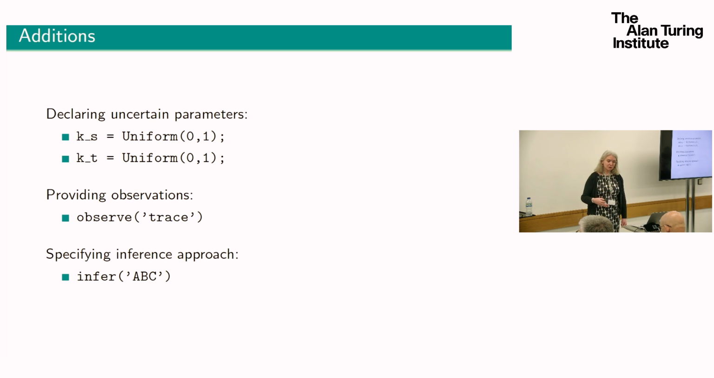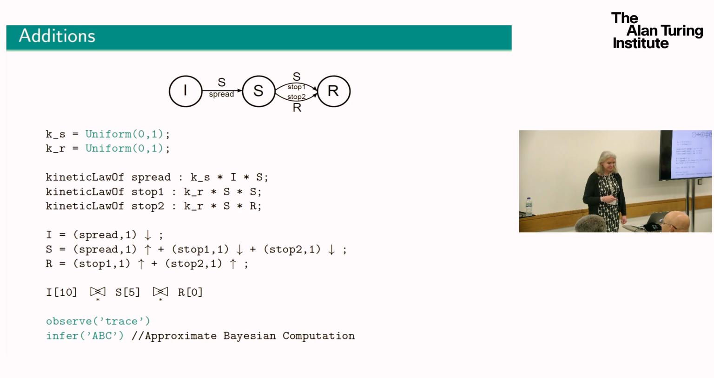I can provide some observations in terms of a trace file, so a few data points like a time series that we might get from a biological experiment, and I can specify an inference approach. And in this case, I'm just going to talk about very simple inference in terms of approximate Bayesian computation. And so this is now a proper program or a proper model because we have incorporated uncertainty in the parameters, which observations we're using, and then how we're going to infer.